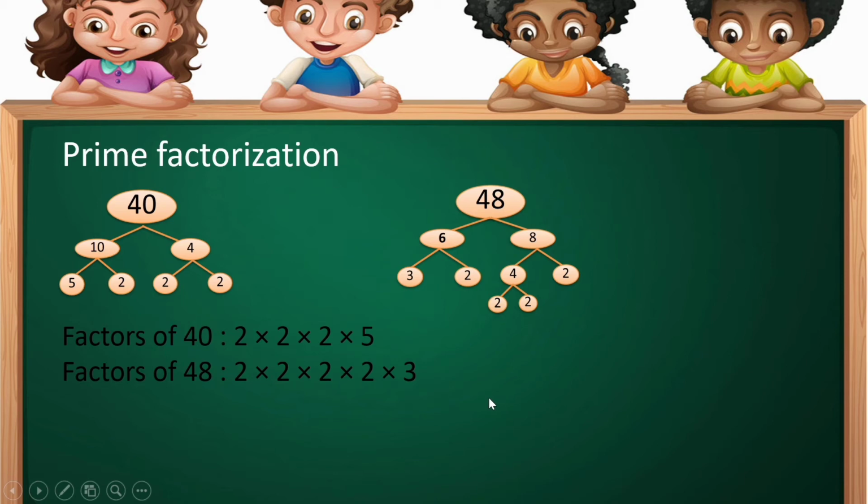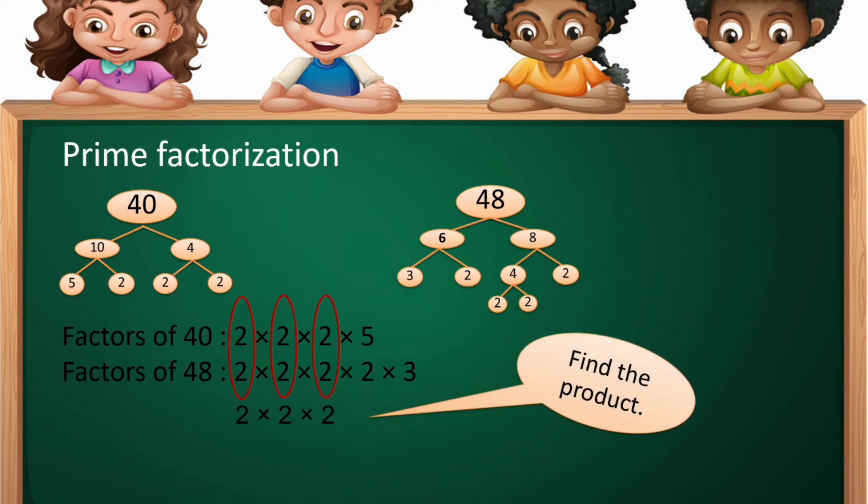Listing the prime factors, prime numbers only. Then let's get their common factors. 2 times 2 times 2, and then you find the product. Therefore, the HCF, or the highest common factor, of 40 and 48 is 8. So this is how you get the HCF.